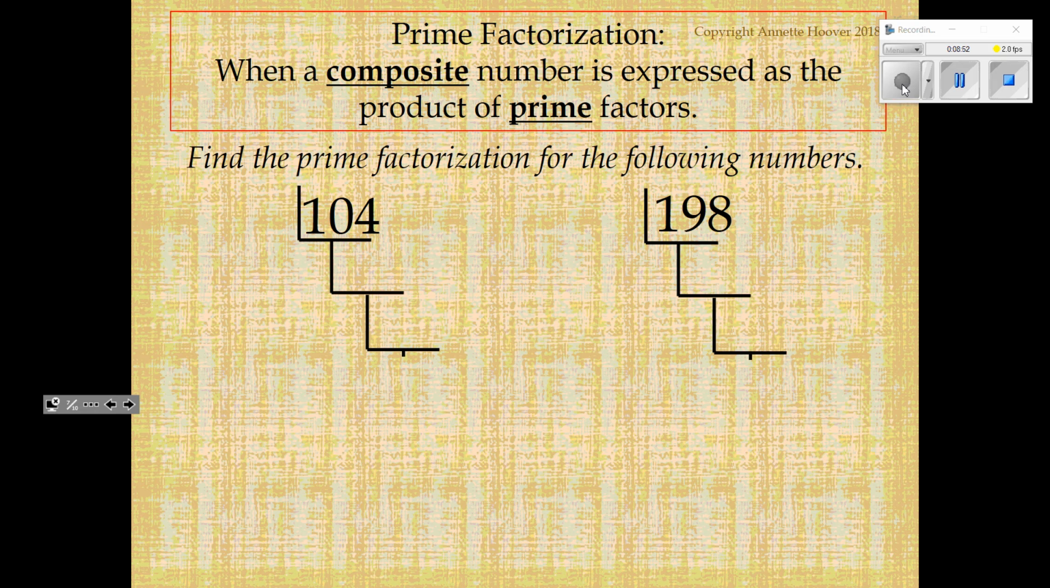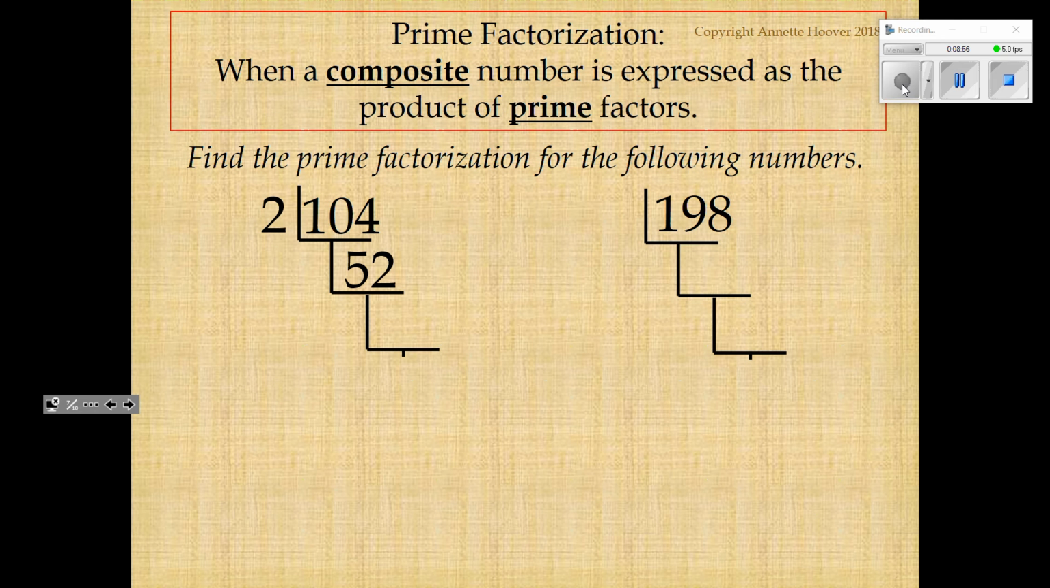104, we're going to try it again. It's an even number, so we divide by 2. That would be 52. 52 is an even number. We divide by 2. That would be 26. 26 is an even number. We divide it by 2, it's 13, and 13 is a prime number. Once you get down to that last prime number, you are done. So 2 times 2 is 4, 4 times 2 is 8, and 8 times 13 is 104.